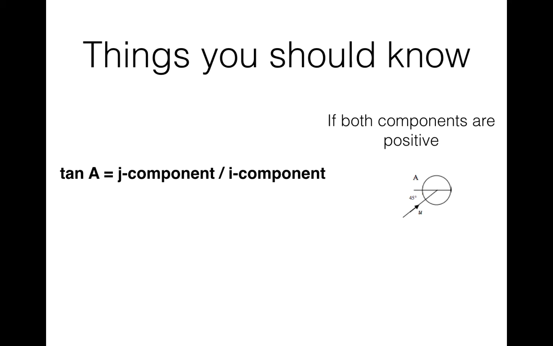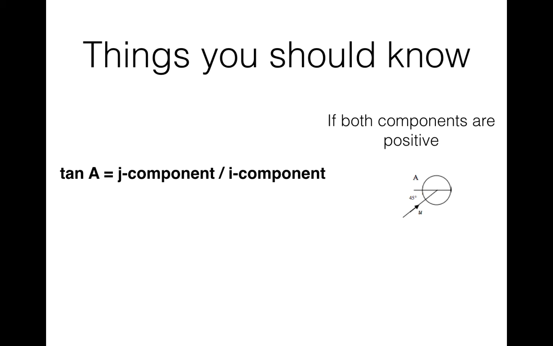Okay, other stuff you should know. Tan A is equal to the J component over the I component. So this only works when the angle is the angle between the vector and the horizontal direction. That's really important. So between the I-axis and the direction the vector is in, that angle can be found with tan of the angle equal to the J component over the I component. This is what I mean. If we look at the diagram, the angle there is between the vector and the horizontal line, and to find that angle, we pretend we don't know it, and tan A is equal to the J component over the I component.